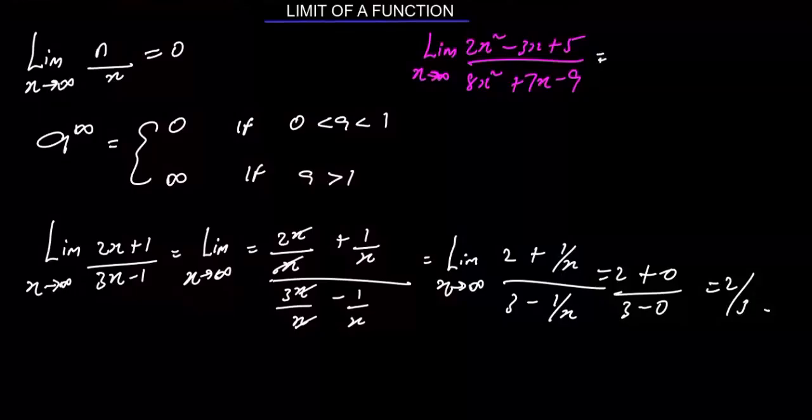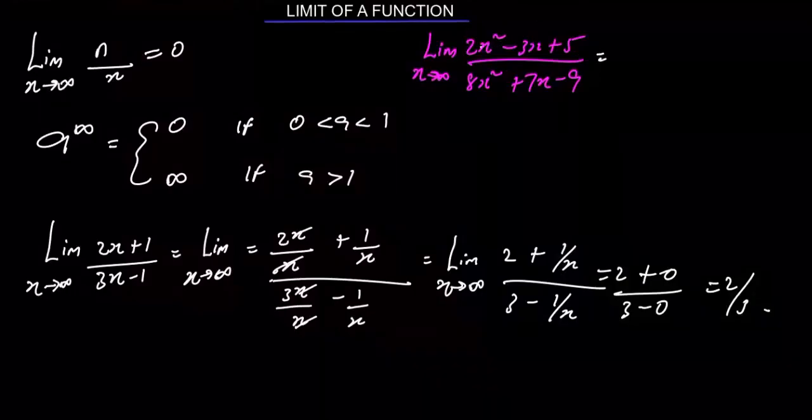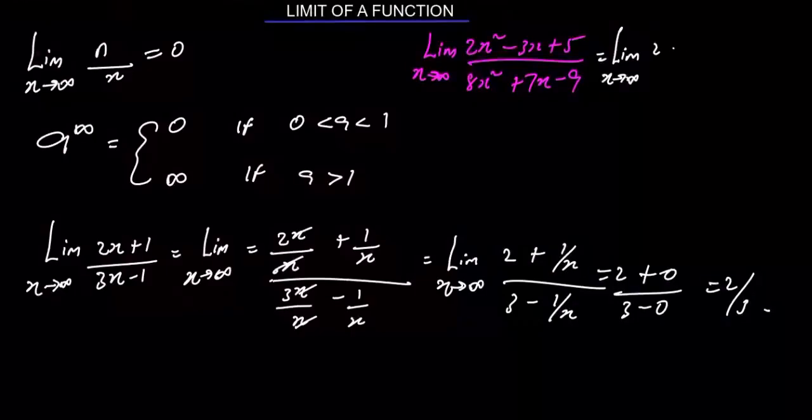All right, from here, if you observe, the highest power of x I have is x squared. So you divide each of these terms by x squared. If I divide this one by x squared, I'll be having 2. If I divide this one by x squared, I'll be having 3 over x. If I divide this one by x squared, 5 over x squared. If I divide this one by x squared, I'll have 8.